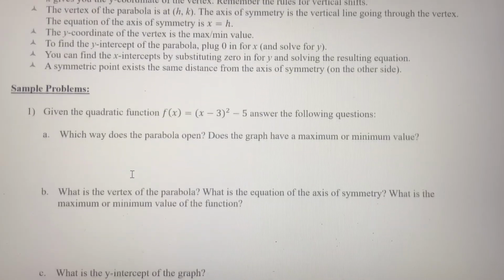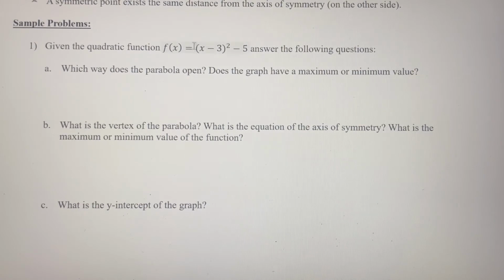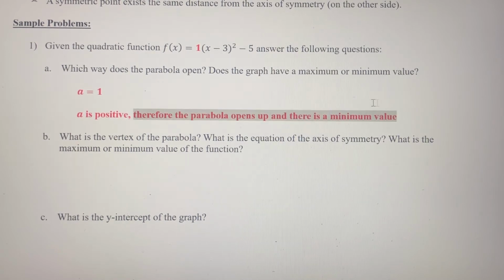So we've got this equation in vertex form, y equals the quantity x minus 3 squared minus 5, all right? So let's answer this question. Which way does the parabola open? So a, there is no number there, so it's understood to be a 1, okay? So a equals 1, which means the parabola is going to open up, okay? A is positive, the parabola opens up.